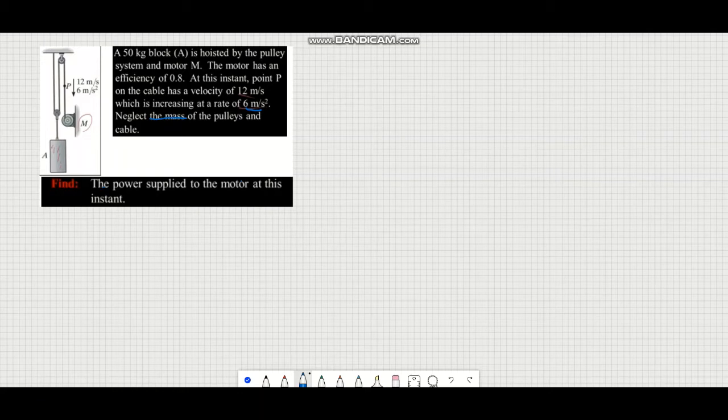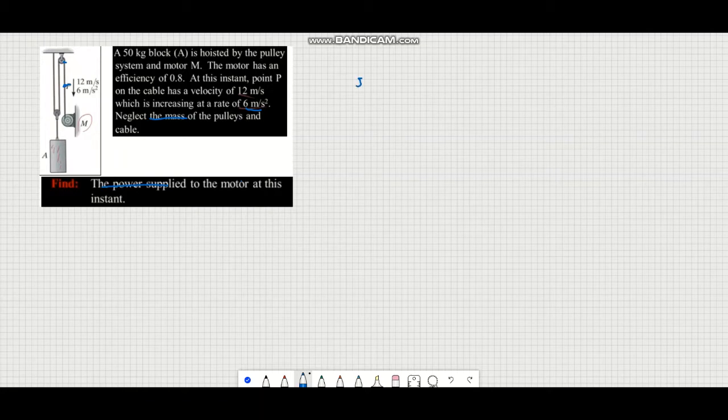What do we need to find? The power supplied to the motor at this instant. From the pulley system, our kinematics part, we know that we have this system. We are going to take a constant point like P on the cable, so this motion is going to be counted. Let's say P starts from here and then goes down, so the distance is decreasing.